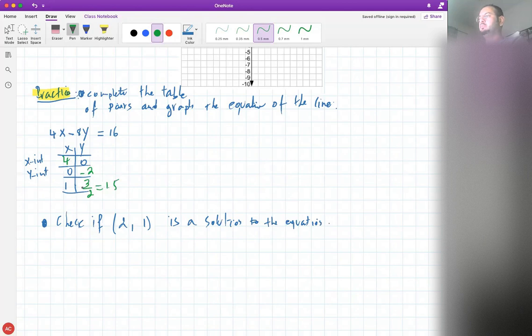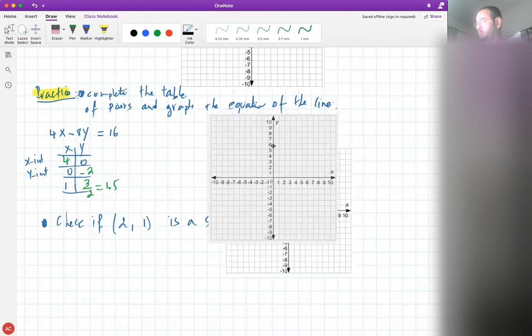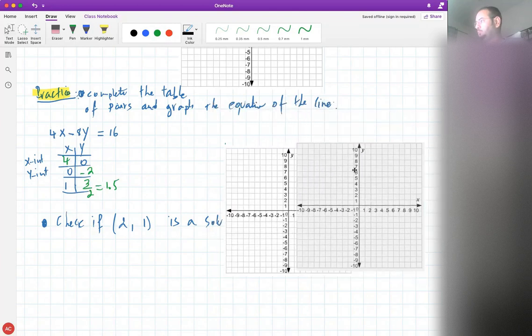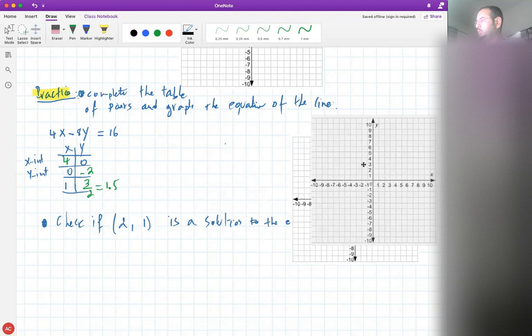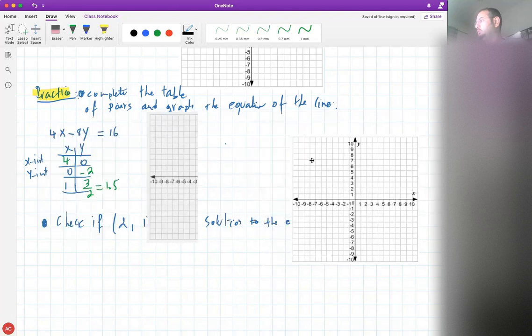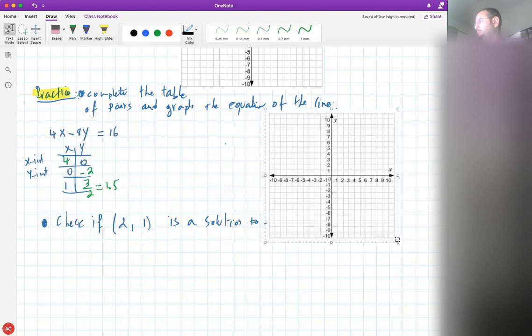Everybody else, did you get the same value for this one? 3 over 2? Okay, so that's good. So now we have these points. What do we do with them? Graph them. That's right, I'm going to put them in a graph. And the graph will be something like this.